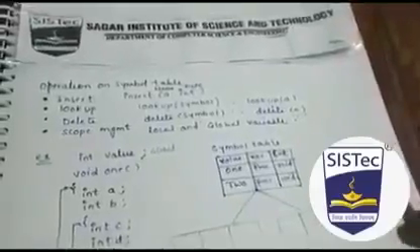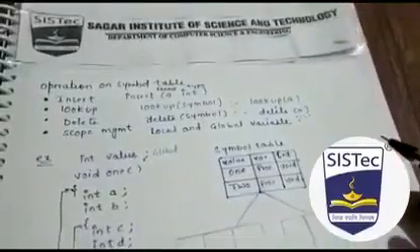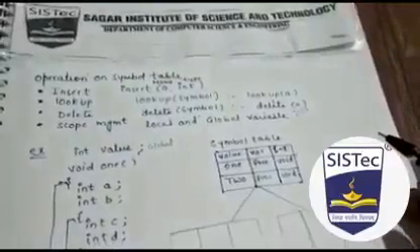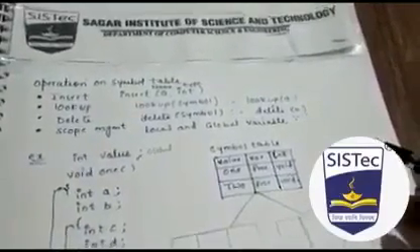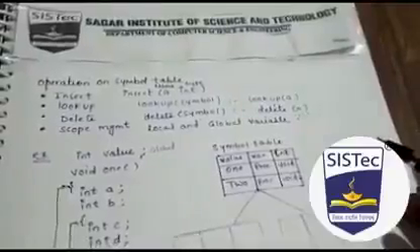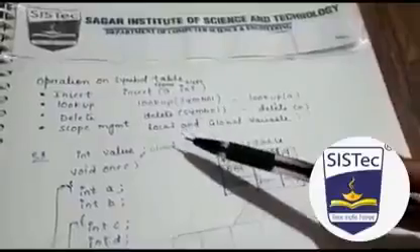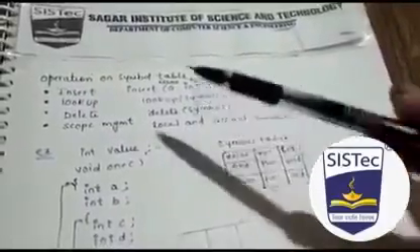Hello everyone. In the previous video lecture, I covered the topics format of symbol table and representation of symbol table. Today we will discuss the operations on symbol table. Four major operations are performed on symbol table.